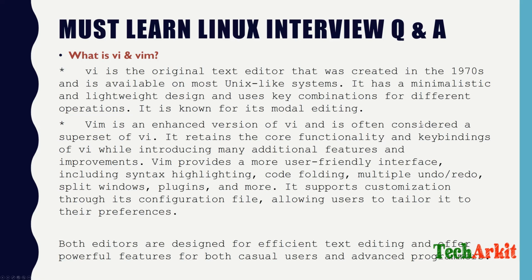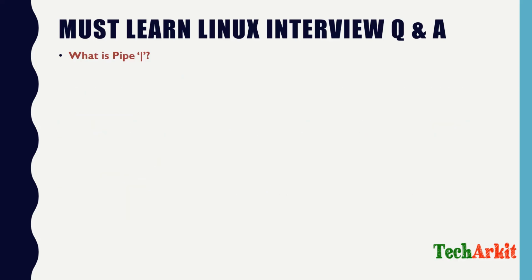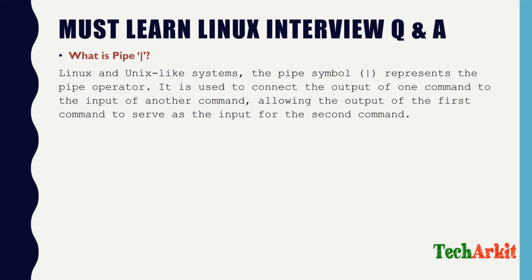Both editors are designed for efficient text editing and offer powerful features for both casual and advanced users. What is the pipe symbol? In Linux-like systems, the pipe symbol represents the pipe operator. It is used to connect the output of one command to the input of another command, allowing the output of the first command to serve as the input for the second command. So that's where the pipe is helpful.